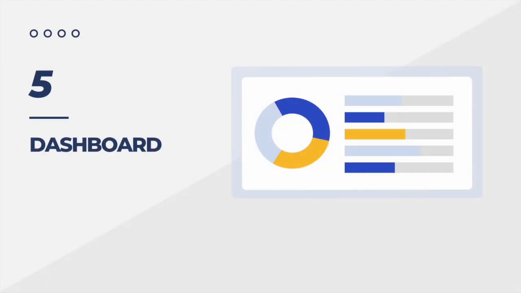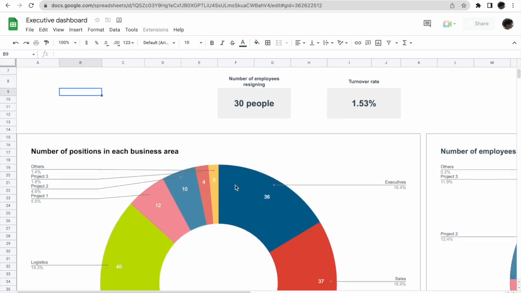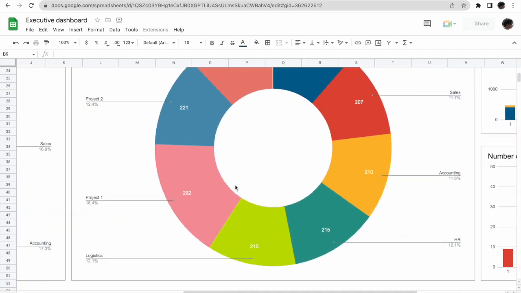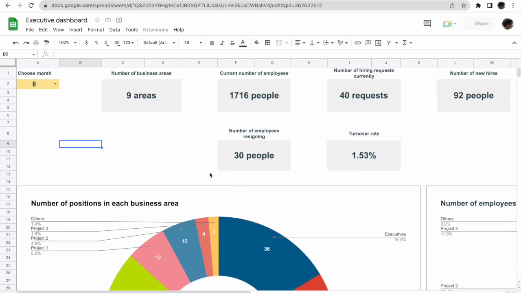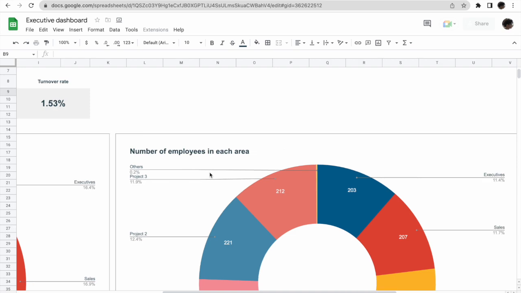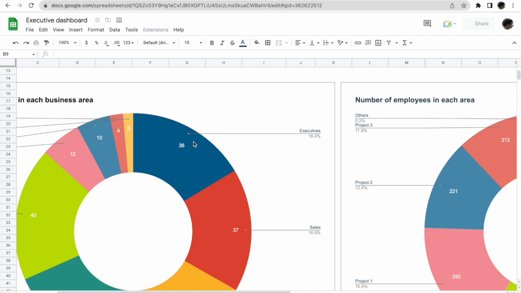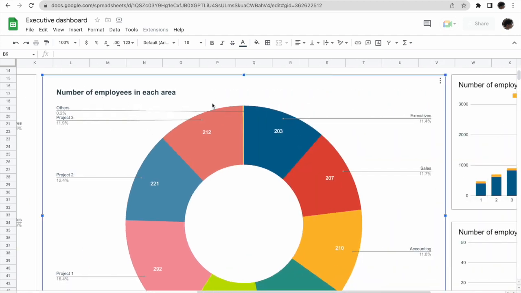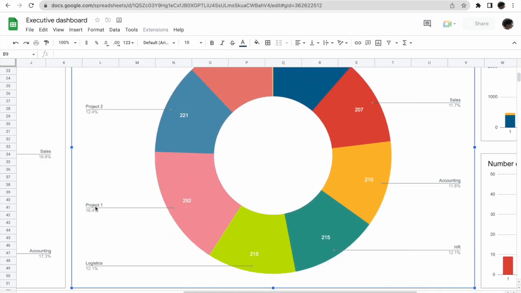Here's a dashboard. A dashboard contains a lot of visualizations. Visualizations are figures, charts, graphs that are used to represent KPIs in a more meaningful and visual way. So, instead of looking at the number of employees in each department individually, I can simply look at this donut chart. And almost immediately I notice that the figure for project 1 is the highest. As an HRM, I should pay more attention to this area.